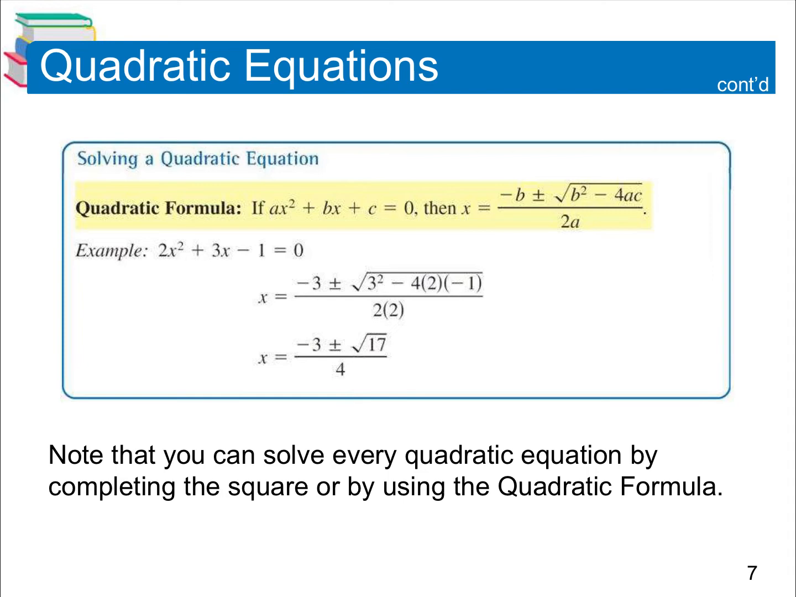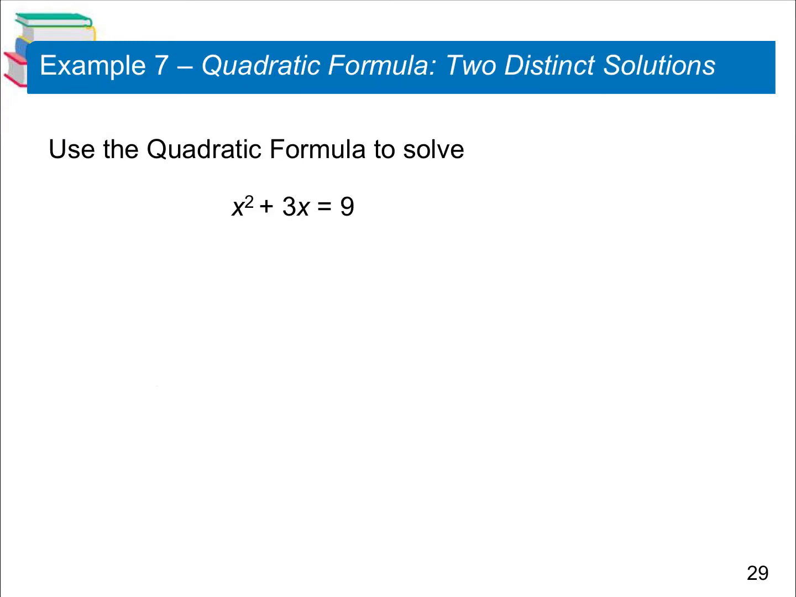We have not gone over the square root of a negative number, so if that is the case, you're going to have no solution for that. When we do go over that, it'll change, but for right now, it's going to be no solution if you get the square root of a negative.